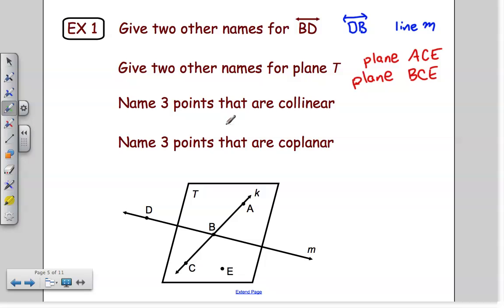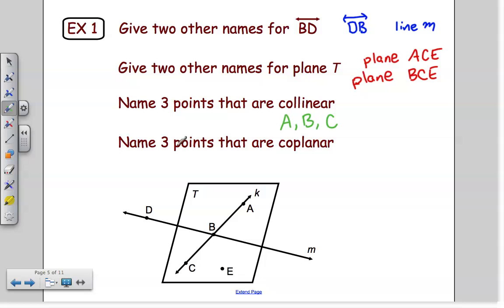Next example, name 3 points that are collinear. Again, co means together, linear means line. Can you name 3 points that are together on a line? There are two lines in this picture. We have a line here and here, line M and line K. I want to name 3 points that are collinear. And if you notice, there's only 2 points on this line, only D and B. So I'm going to have to name the 3 points on this line, which is A, B, and C. And if you're just listing points, you just write them out.